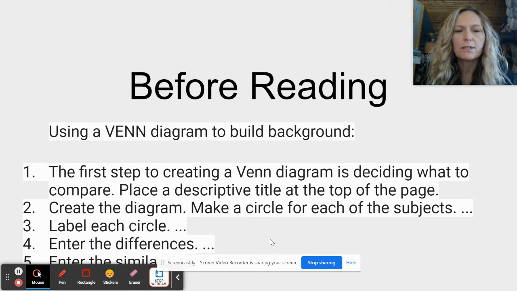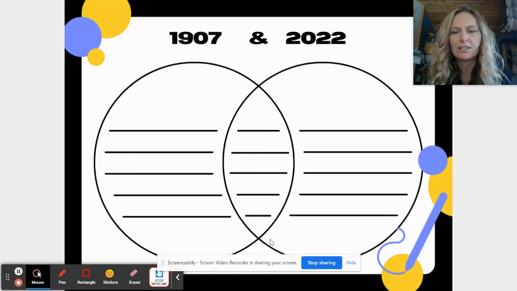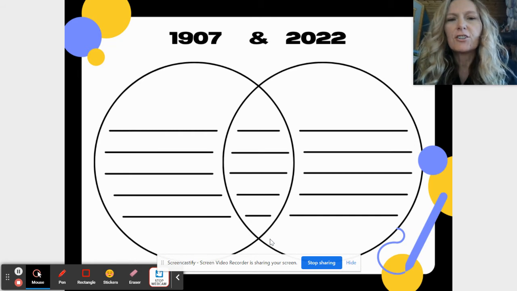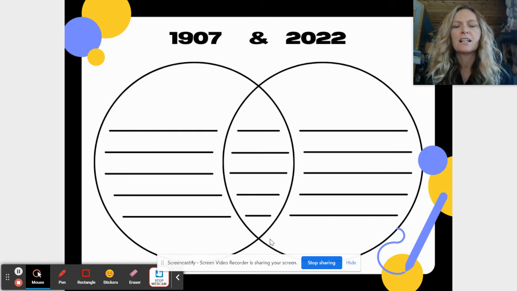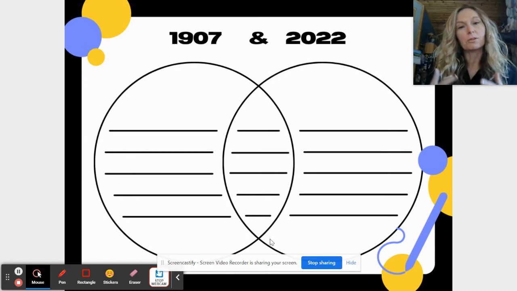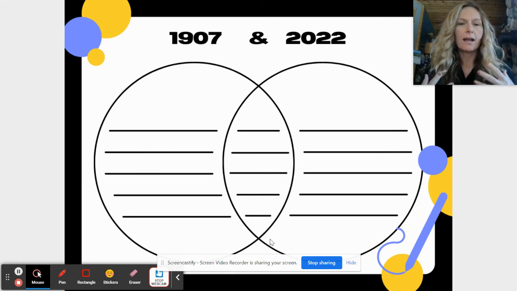So I will be using Our Town throughout the video to talk about how to use these strategies. The text Our Town starts in the early 1900s. So I had students compare 1907 and today. In looking at it from that perspective, you're building background so that everyone starts on the same page when you're reading a text.